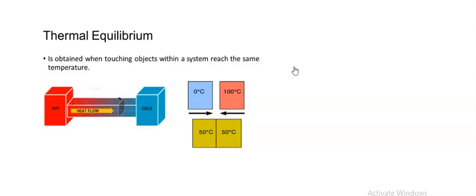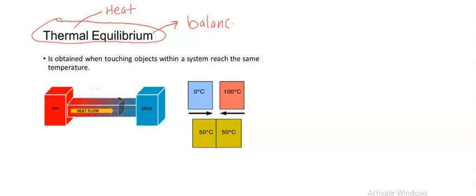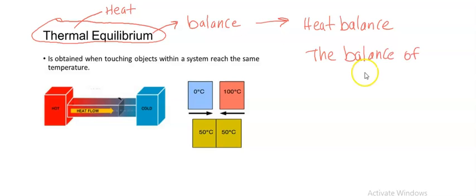Interesting stuff, and we're going to explain what that is. Thermal equilibrium. So one of the best ways to understand this is, thermal equilibrium is basically heat. Thermal means heat. Equilibrium means balance. So when you put it together, you think about it, heat balance, or a much better way to think of it, the balance of heat. All right, the balance of heat, that's basically what thermal equilibrium is.